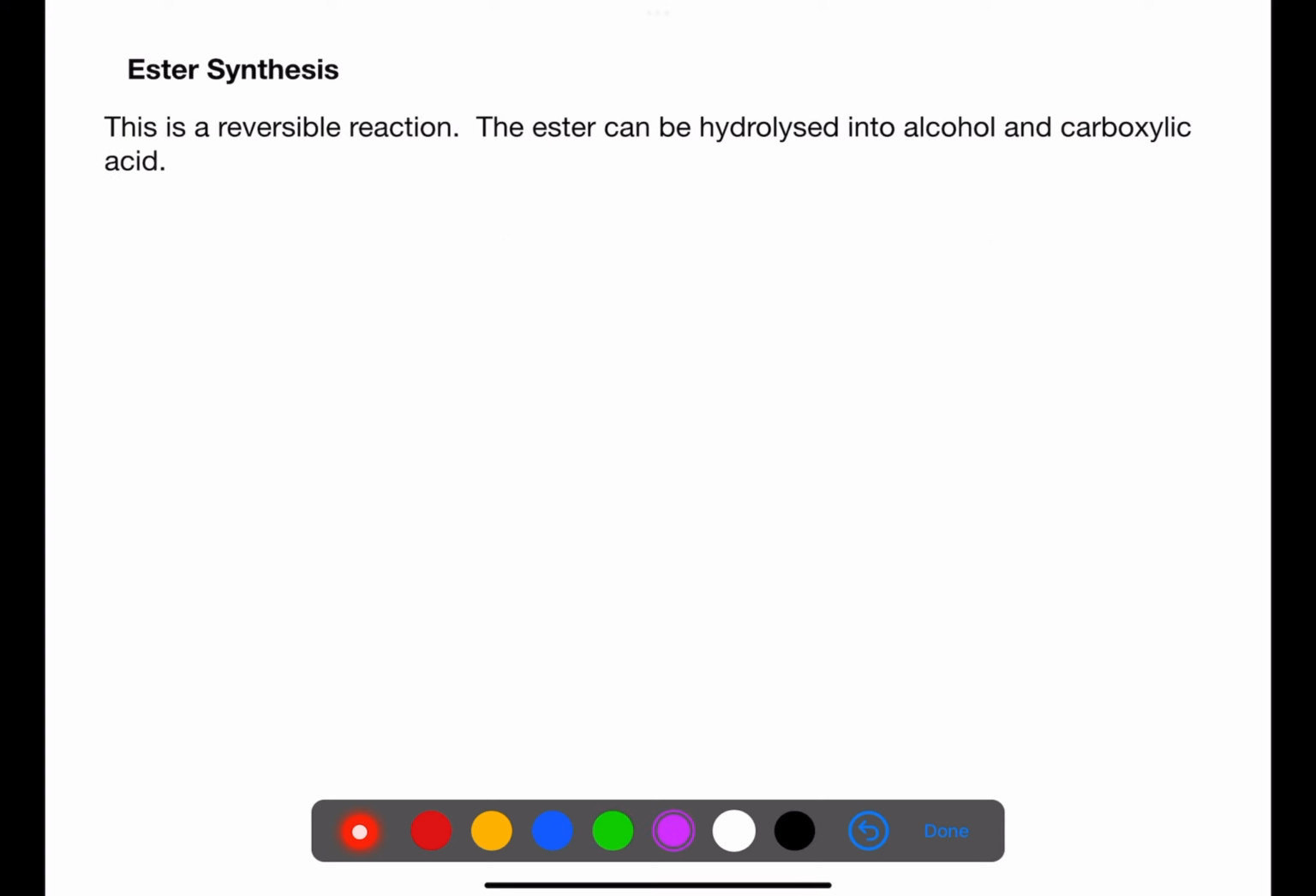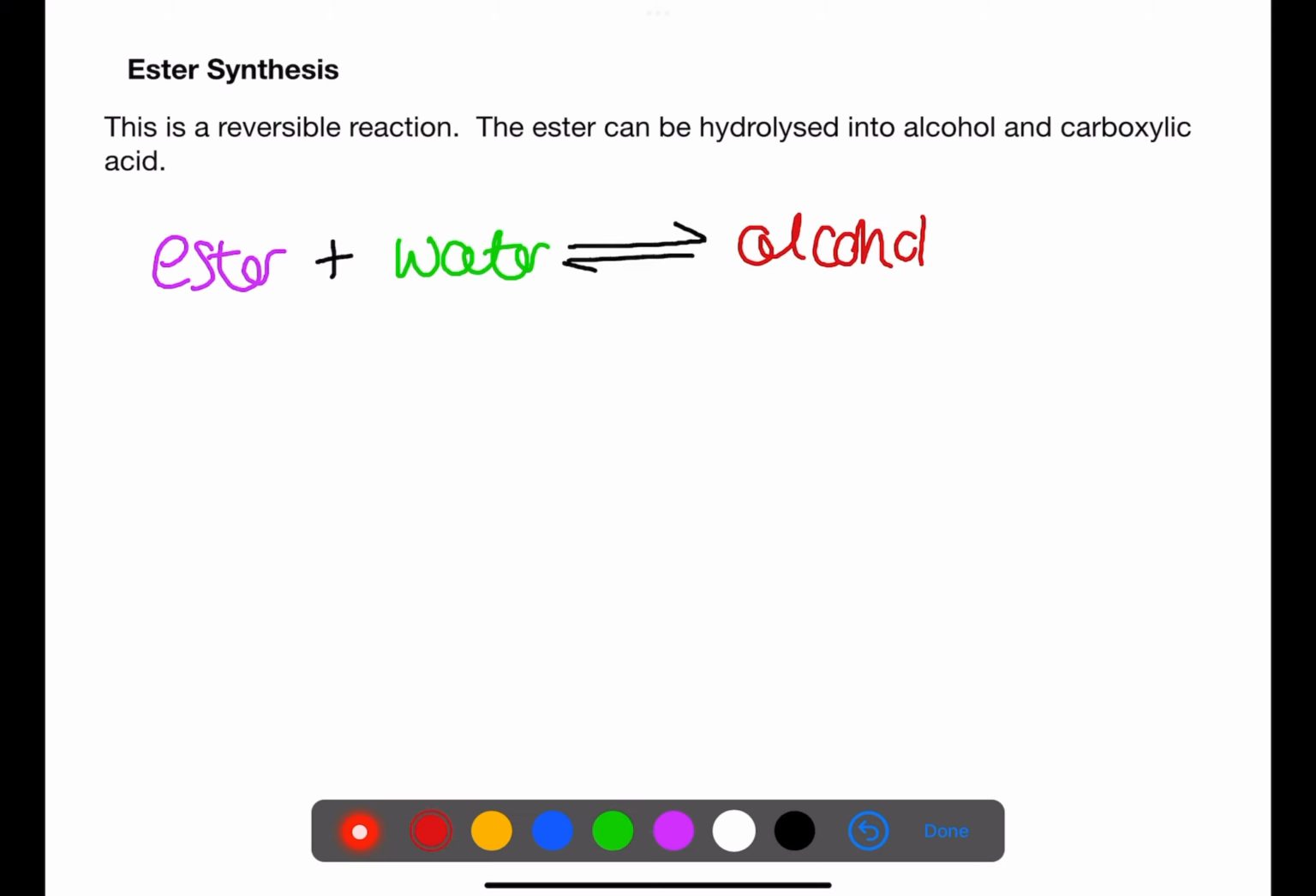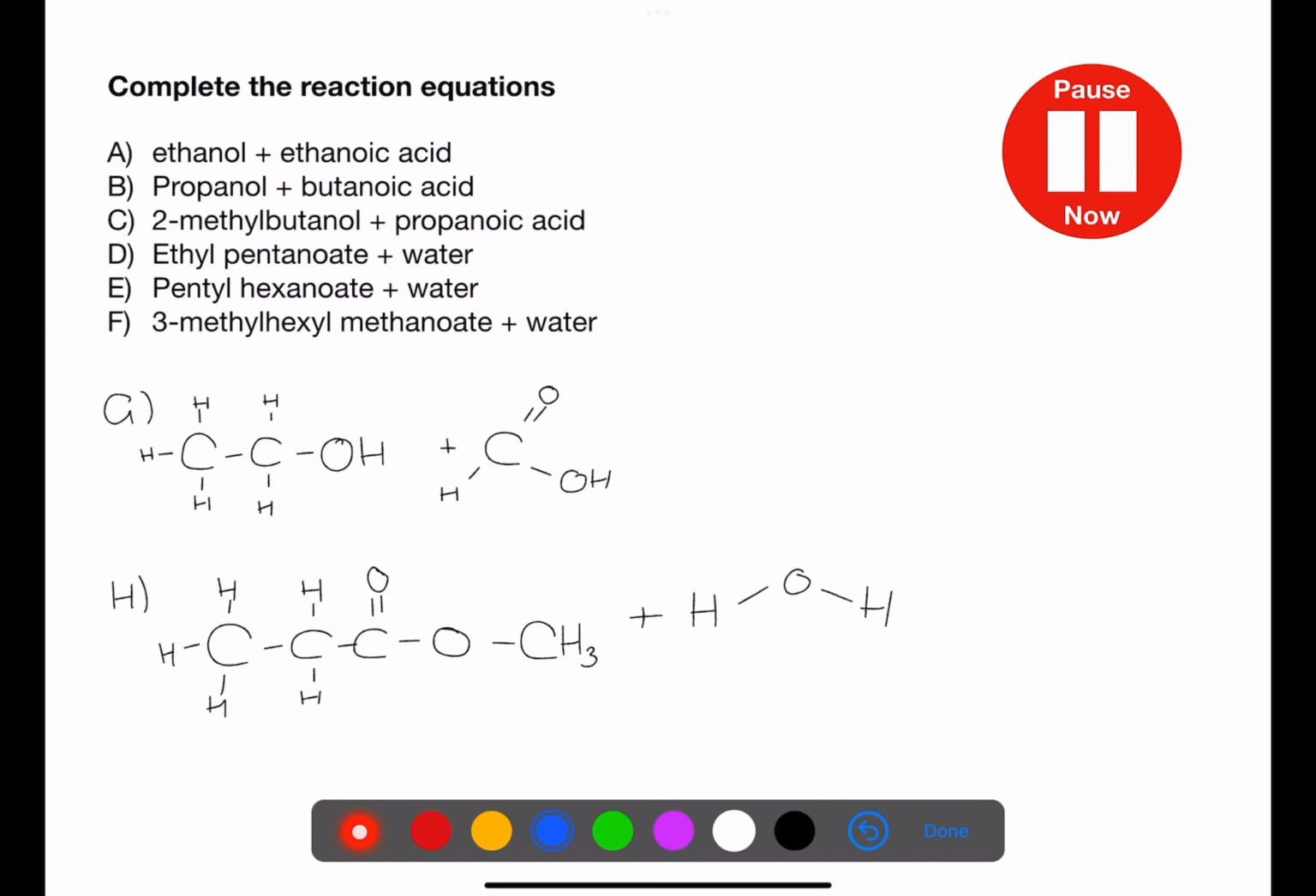The synthesis of an ester is a reversible reaction. The ester can be hydrolyzed back into alcohol and carboxylic acid. This can be seen by the reversible arrow given in the equation for synthesizing an ester or hydrolyzing an ester. Pause the video now and try these examples.